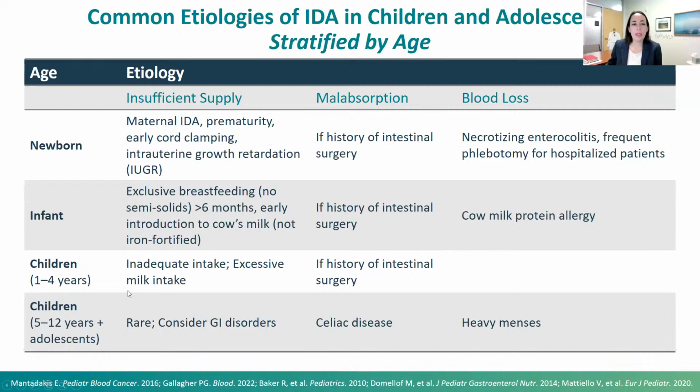In the toddler group, 1 to 4 year olds, again, inadequate intake. So they're just really picky. They want to drink milk. They like it. They like holding onto that bottle. That places them at high risk. And in the school age children, this is really rare. You really want to think about GI disorders, disorders like celiac or undiagnosed blood loss. And then in adolescents who have achieved menarche, certainly heavy menses can contribute.